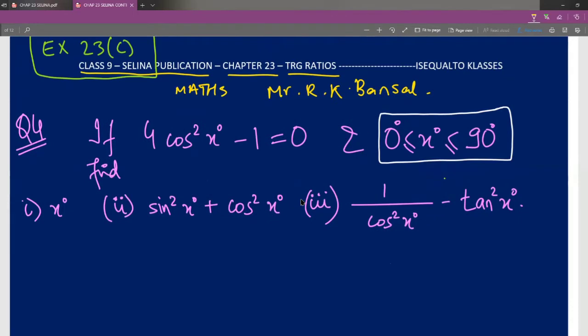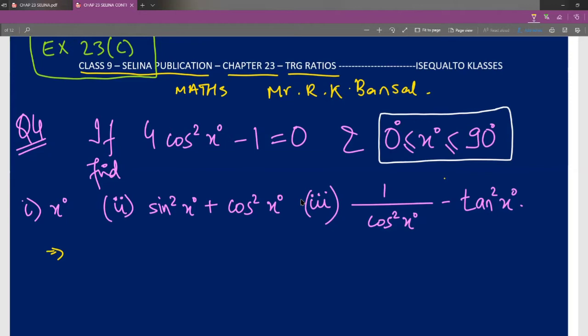Now our first question states that find x degree. Now over here we have 4 cos square x degree minus 1 is equal to 0, and there's some condition given over here. So in this condition, in the first question, it states to find x degree. Now over here, whatever answer you get for x degree, make sure that it is greater than or equal to 0 degree and smaller than or equal to 90 degree, not more, not less.